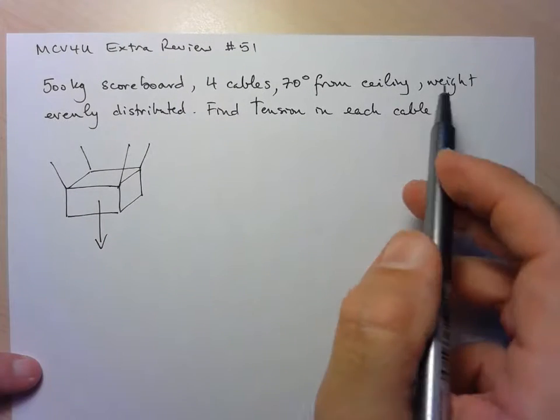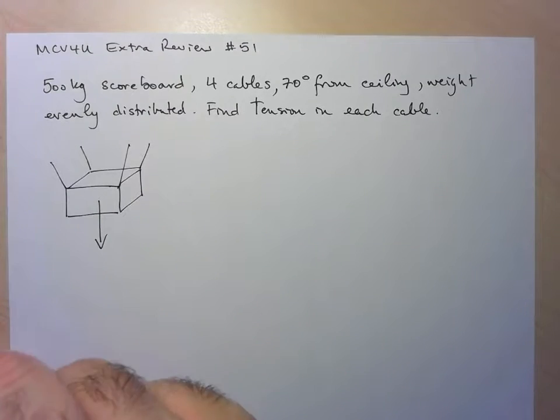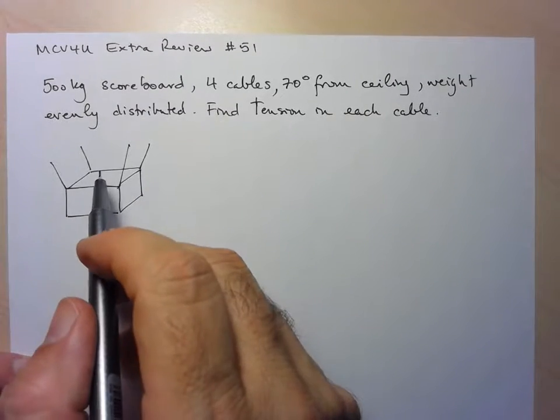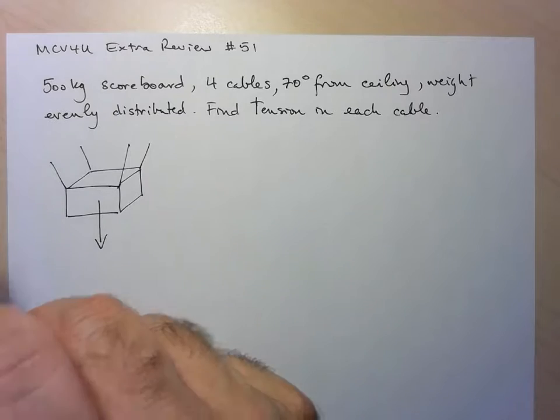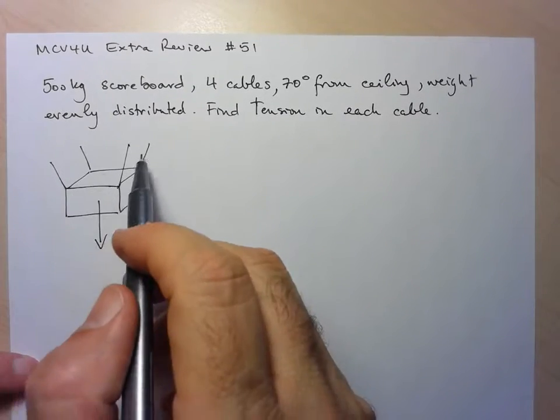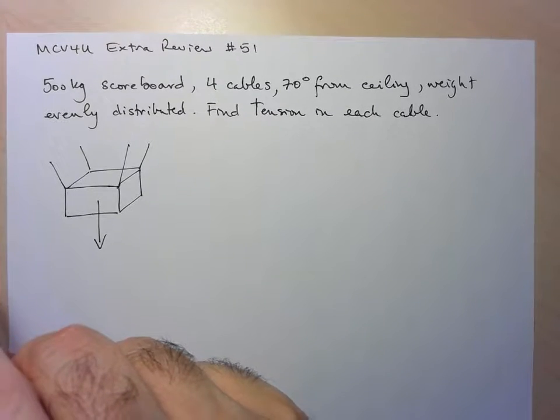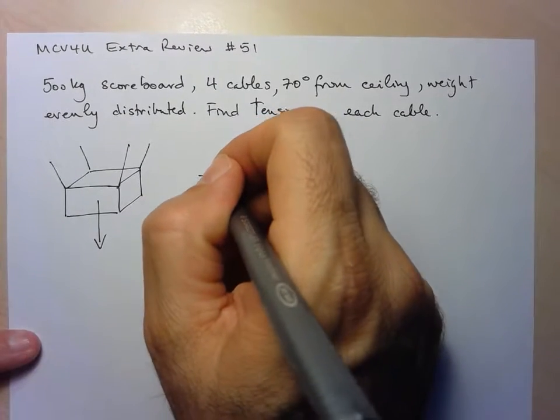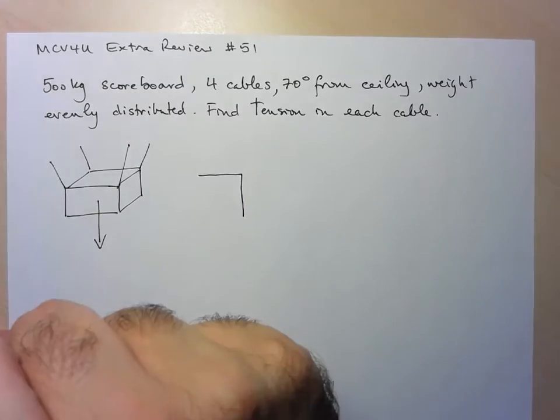Okay, but because they tell me that the weight is evenly distributed, that means that, again, assuming that the ceiling is horizontal and the scoreboard is horizontal, the tension in each cable will be the same. So that's why I'm going to deal with only 1 cable here.